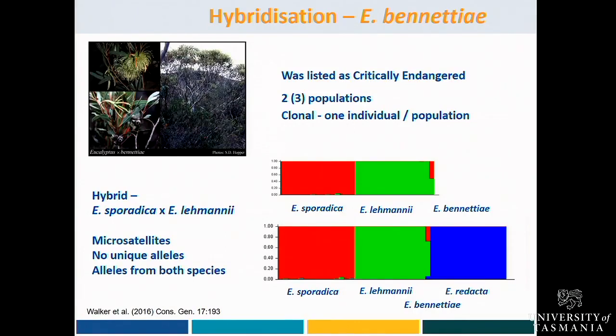So here's just an example of Eucalyptus bennettii. It was listed as critically endangered on our declared rare flora list, which of course means we were supposed to put a whole lot of management resources into protecting it. It's known from two populations. There's a report of a third one, but they weren't able to find it when they went looking for it. It was believed to be a hybrid between sporadica and lehmannii, and possibly at the second population with redacta. So we did a microsatellite analysis and found that, yes, indeed, these are the two parents, and it's a classic F1 hybrid that's just been perpetuated by having a clonal reproductive system. So it's now been removed from the threatened species list, but it's in national parks, so it's quite protected anyway.